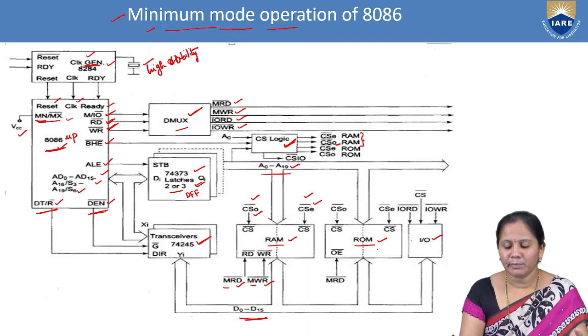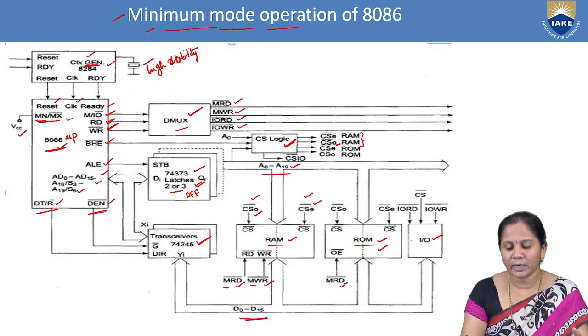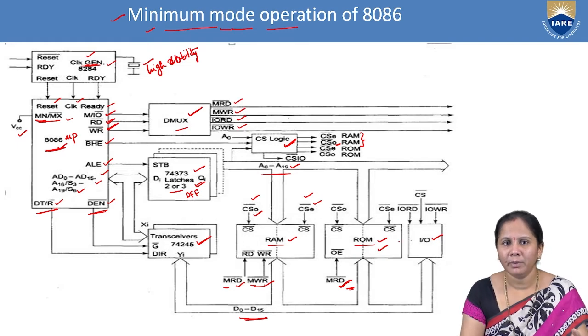And the next memory is ROM. ROM represents read only memory. That means only reading is possible, so only the read signal will be there. Writing is also there, but the write signal will not be there. Only the read signal will be connected. Along with that, we will also have odd and even chip selection.